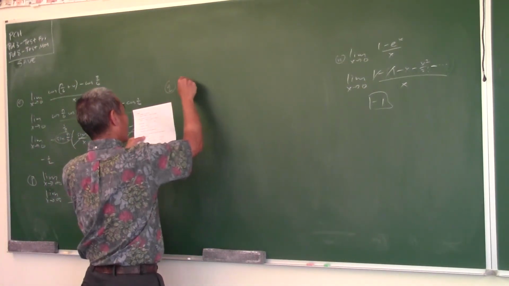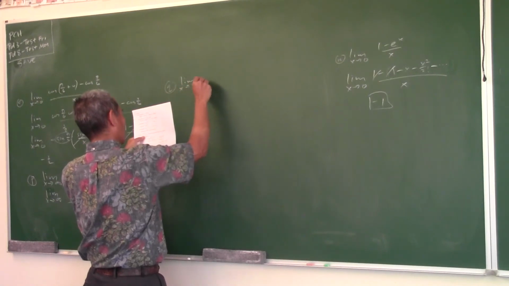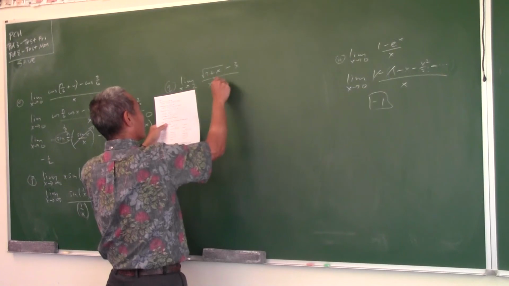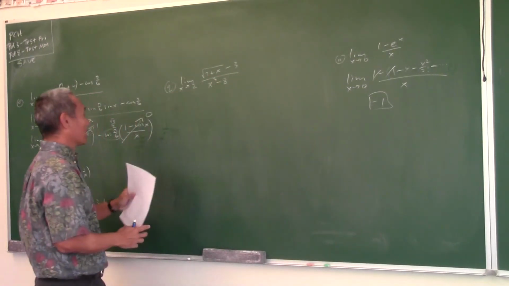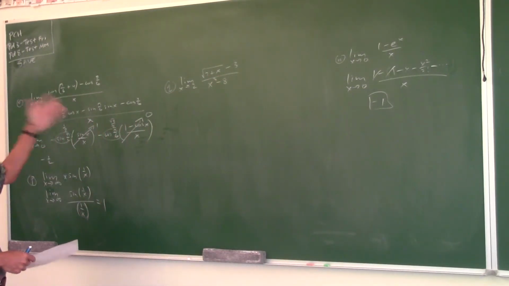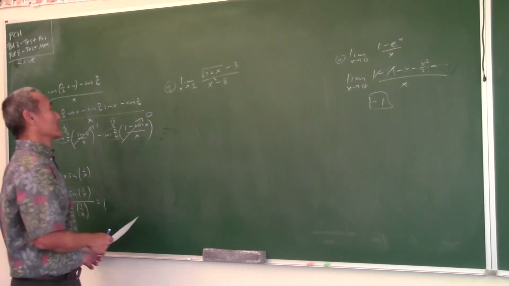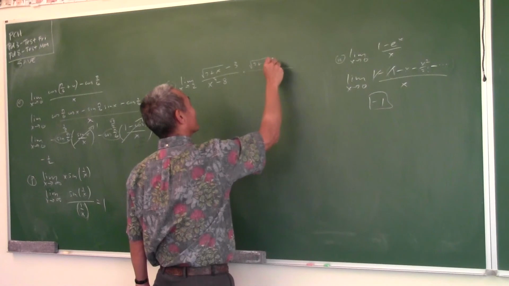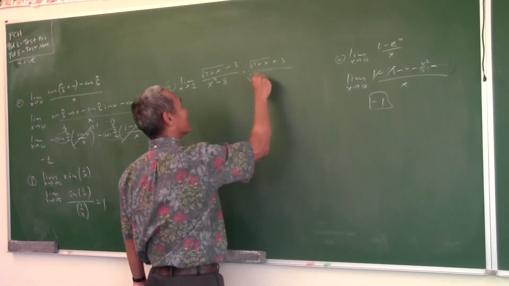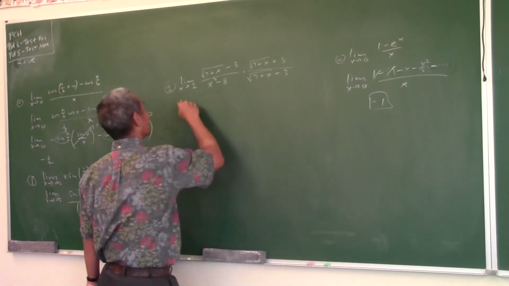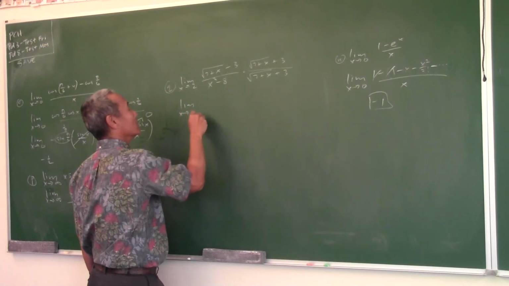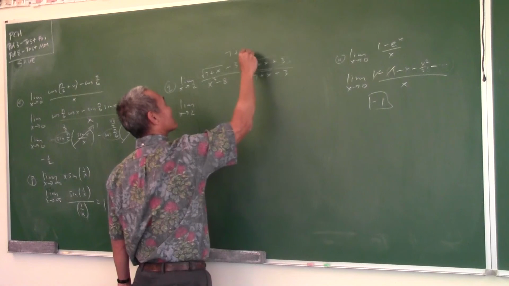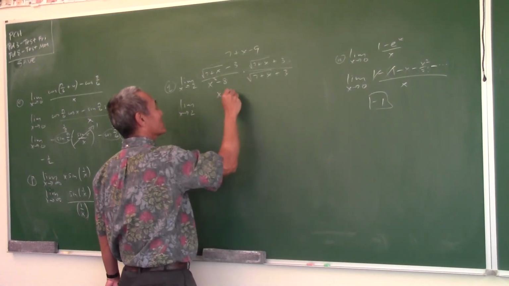Q, limit as x approaches 2, square root of 7 plus x minus 3, all over x cubed minus 8. Now what happens when you plug in 2? You get 0 over 0, indeterminate. So what were you taught? Multiply top and bottom by the conjugate of the radical expression. Okay, so you got limit, x approaches 2. So multiply out the top, what are you going to get? 7 plus x minus 9, which is x minus 2.